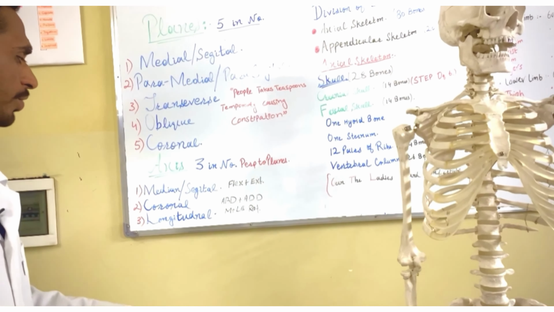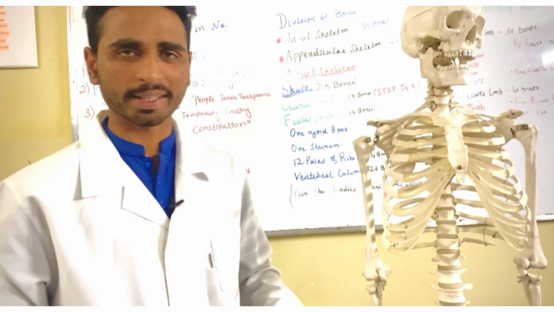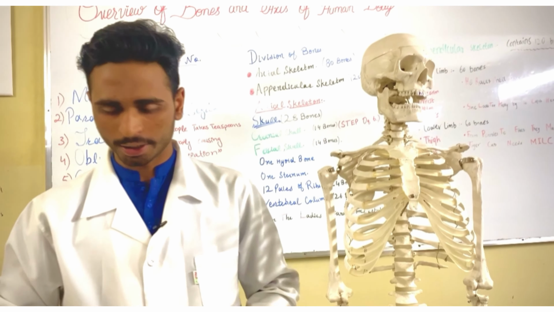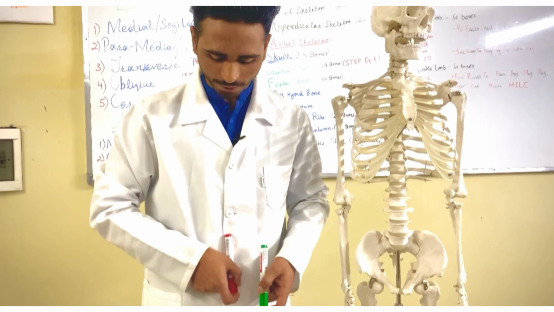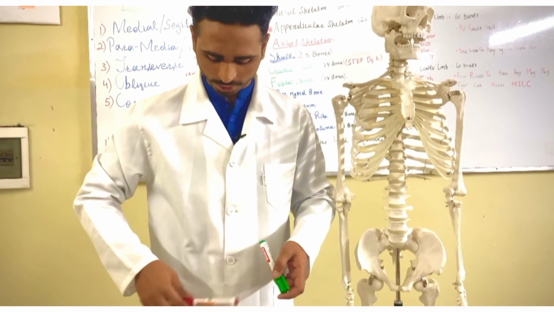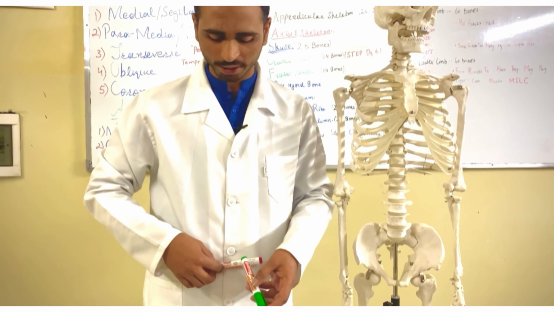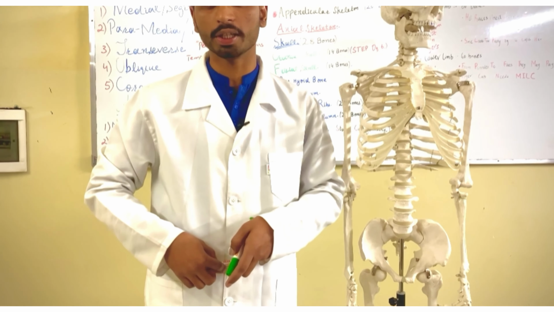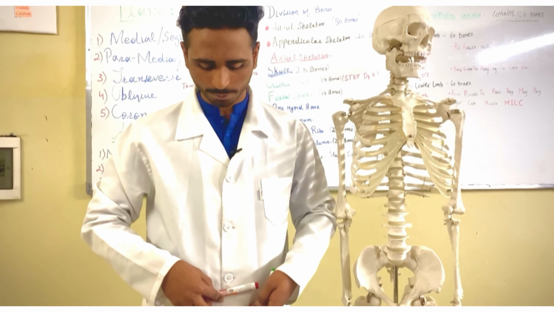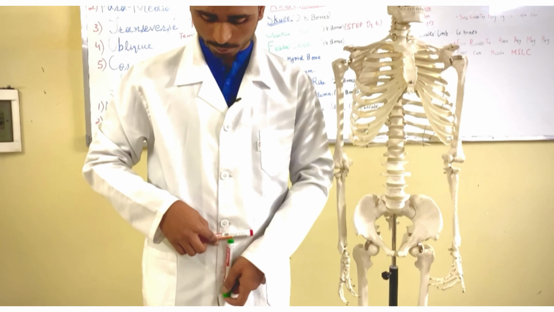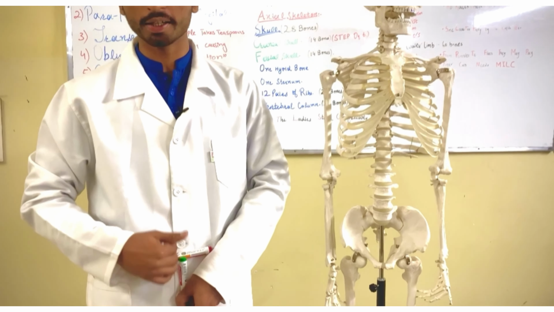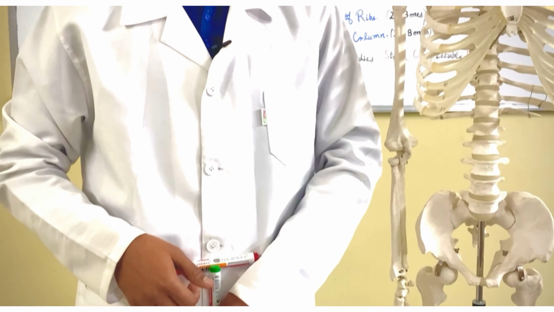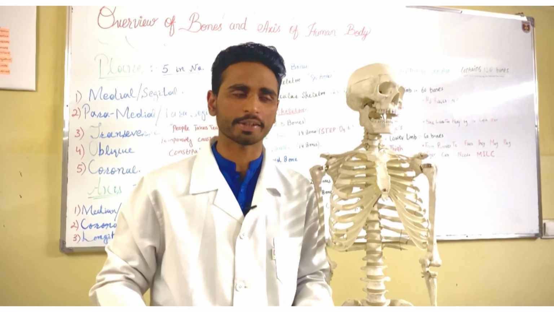Then we have the longitudinal axis, an axis that is perpendicular to the transverse plane. Here we have the transverse plane, and the axis that is perpendicular to the transverse plane would be like this, and the movement of the body around this axis would be medial rotation and lateral rotation.